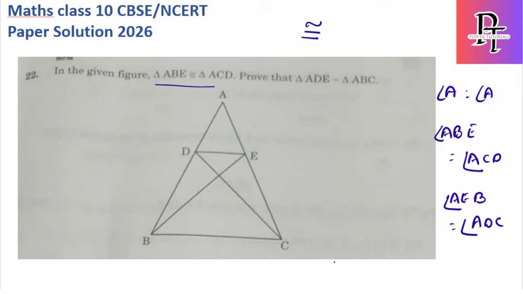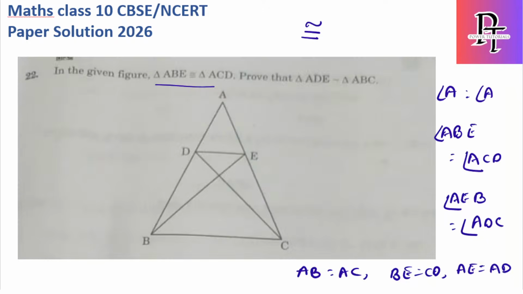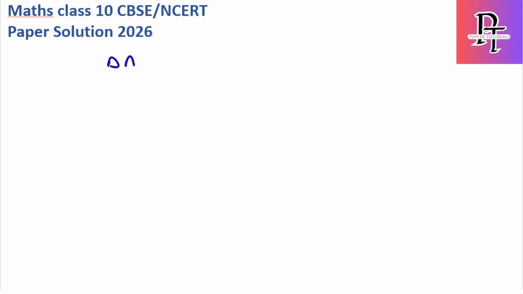Same way sides are also equal. Which are the sides? AB is equal to AC, BE is equal to CD, and AE is equal to AD. So I'll write it in a separate way. Let's write ABE, ACD. Triangle ABE is congruent to triangle ACD.